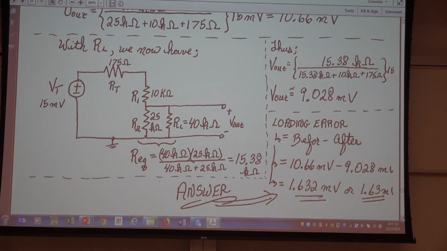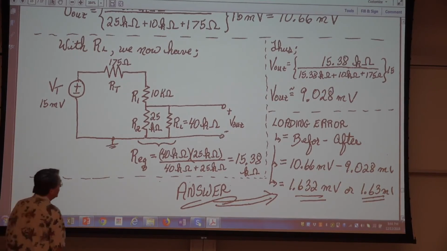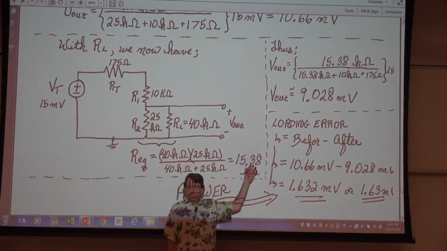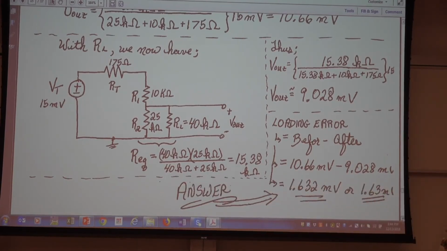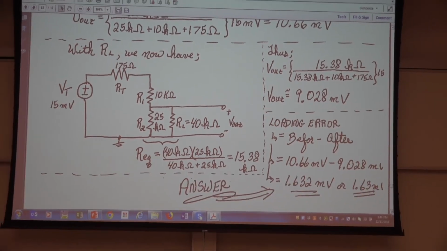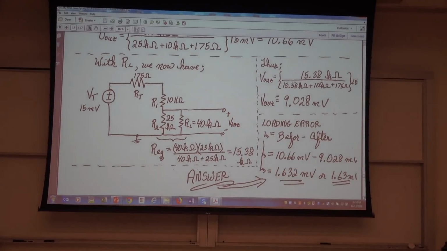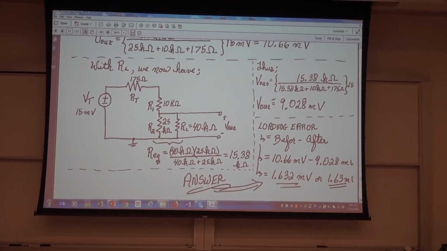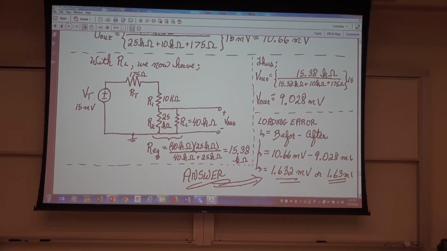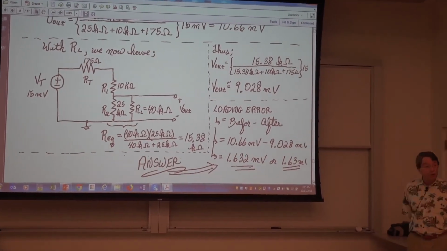What I do is I just do an REQ, product over the sum for 2 resistors. So I get an REQ of 15.38. Now, I can calculate V after. So again, using voltage division, in the numerator, I put the value of the resistor whose voltage I am measuring. So it's 15.38 divided by the sum of all resistors in series. And in this case, I get 9.028.